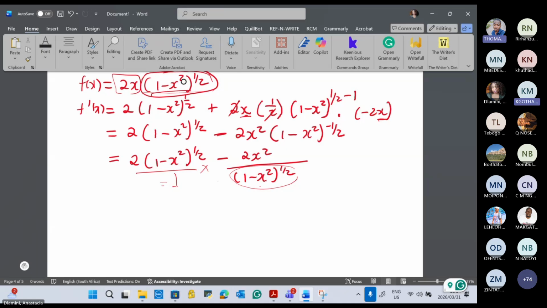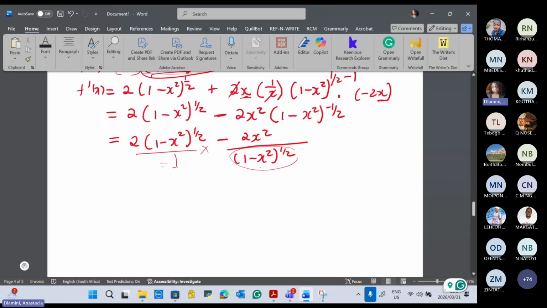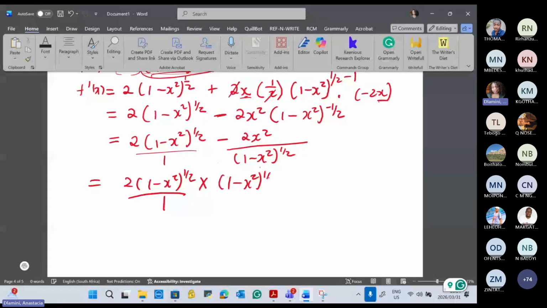Yes, ma'am. And then we'll do the factor out. Remind me, if we have time, we'll do the factor out. So this we know is over 1. So this is 2 times (1 minus x squared) to the power of 1 over 2, over 1, times (1 minus x squared) to the power of half, over 1 minus x squared, minus 2x squared over (1 minus x squared) to the power of half. The denominator on this side is 1, so it's the same as 1 over 1.